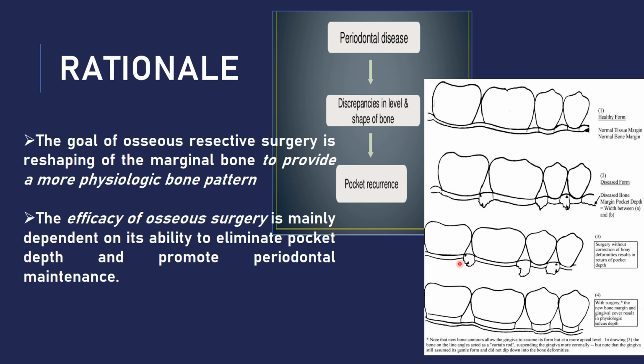So this will help to return the pocket depth. So that is why there is a need for pocket elimination. There are soft tissue procedures, periodontal flap surgeries along with the osseous reshaping. So this helps in regaining or eliminating the pocket depth and to promote periodontal maintenance. Okay.